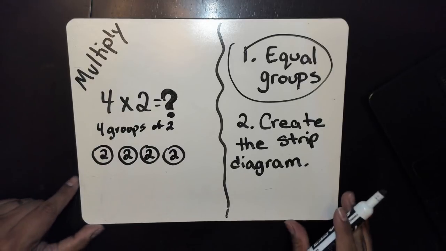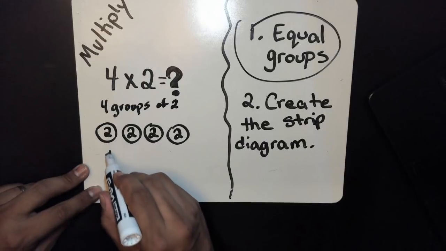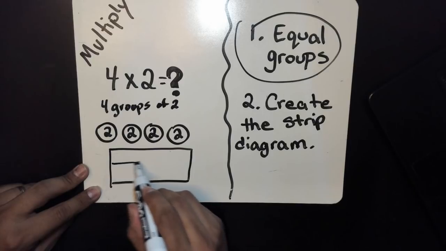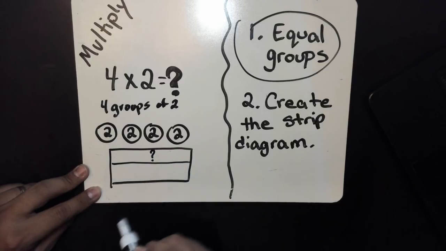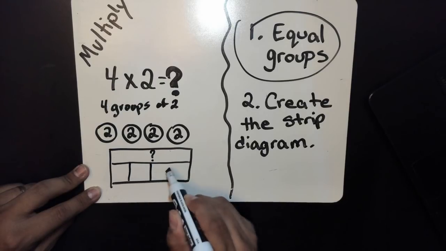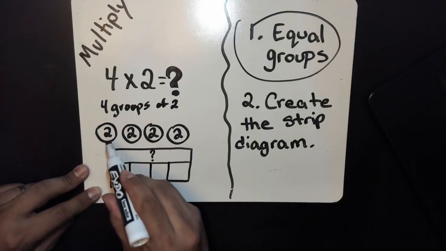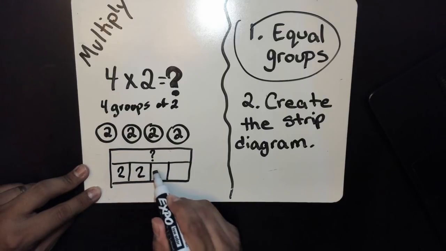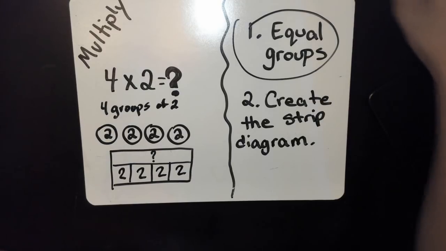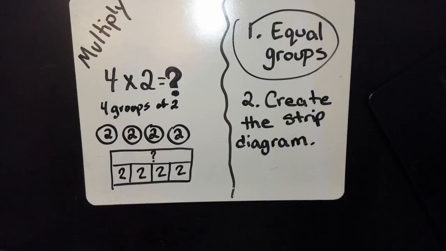This is my picture. So to create the strip diagram, you pretty much use your picture. We're missing the total, the product, and we've got 4 equal parts. Each part is 2. So when you're doing this, make sure you create your picture, and from your picture you will have your strip diagram.